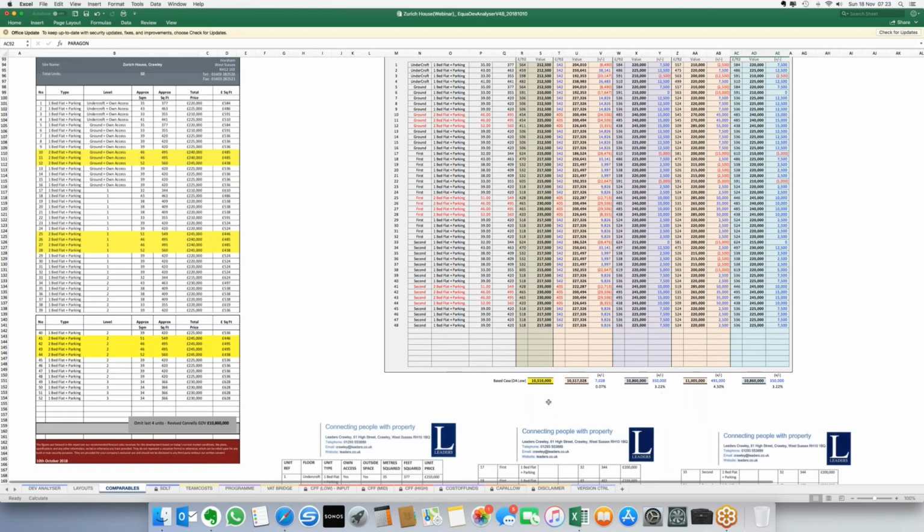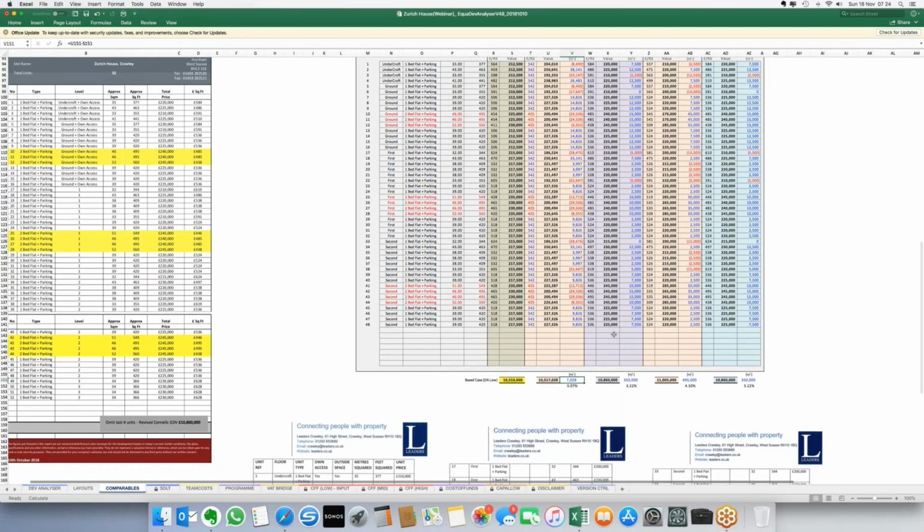So if we scroll all the way down to the bottom, we can see at the moment we've got a base case, which is the development analyzer low position. So that's £10.510 million. If we were to run the development analyzer based upon the sold comparables, we would have got to 10.517, so really close, £7,000 difference. If we were to run the development analyzer based on Connells' numbers, we would be £350,000 higher, with Leaders £495,000 higher, and if we went with the lender, £350,000 higher.